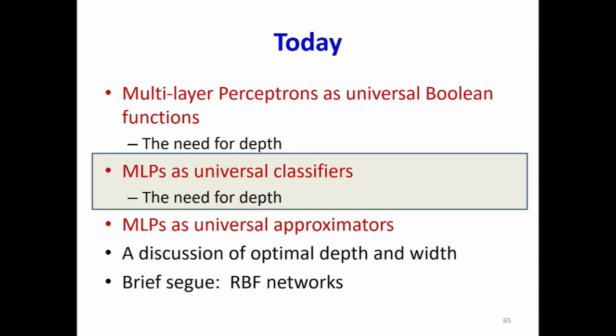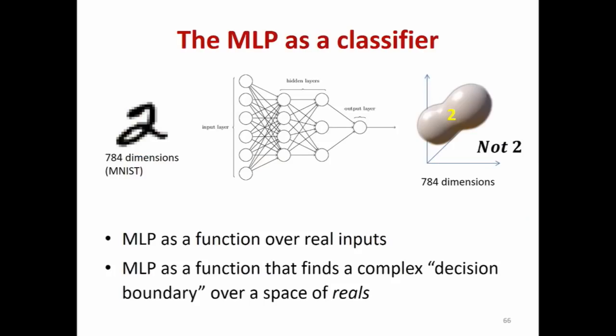But what do we actually operate on? Most of the time we're operating on reals. And that is this business of classification as opposed to performing Boolean computation. We've seen already that MLPs are functions over real inputs. What an MLP really does is to find a complex decision boundary over a space of reals. If you're using it as a classifier, it's supposed to produce a 1 inside the boundary and 0 outside.